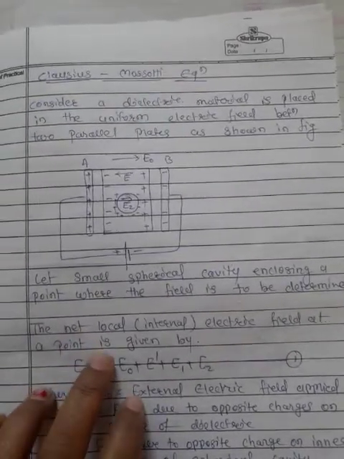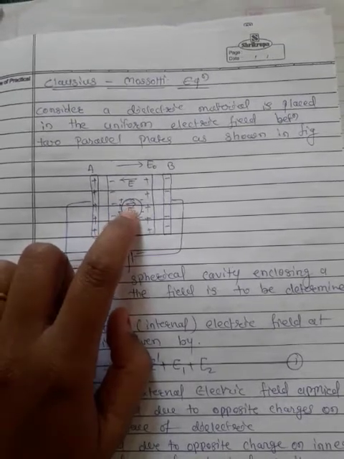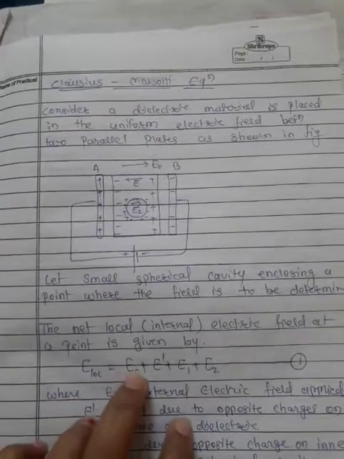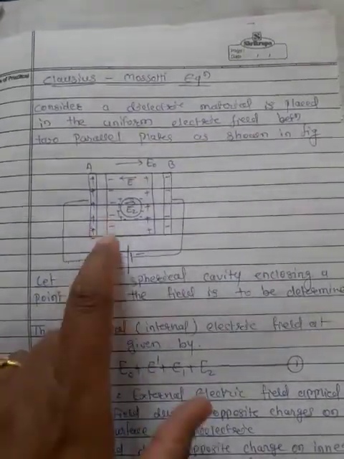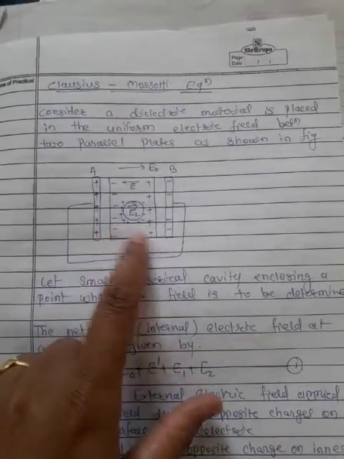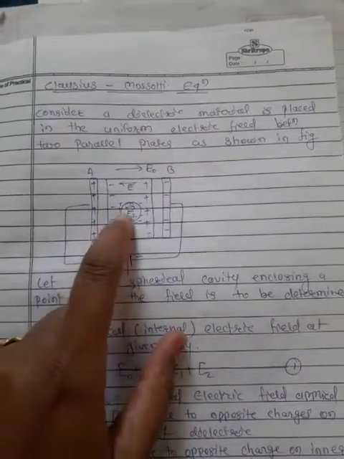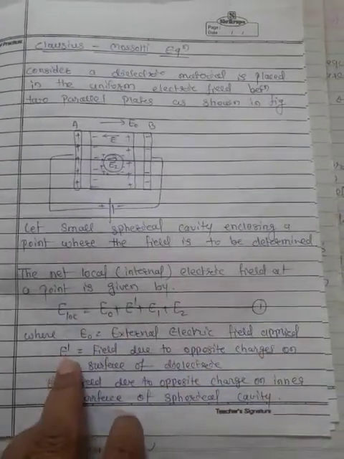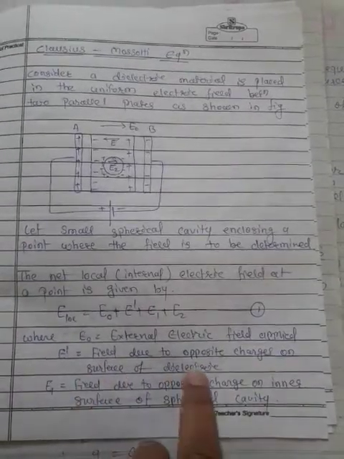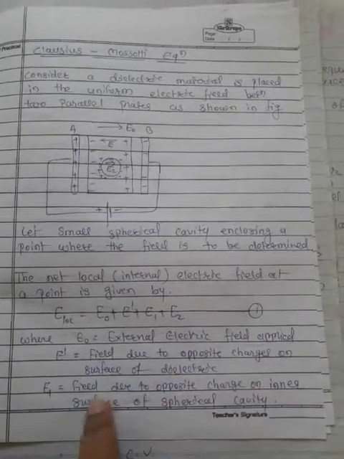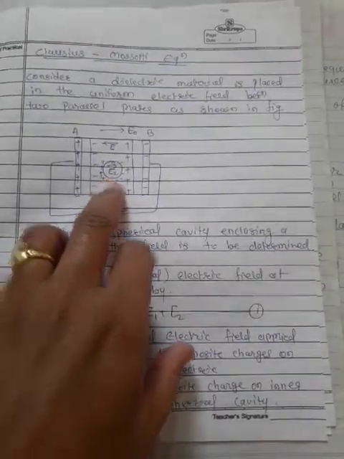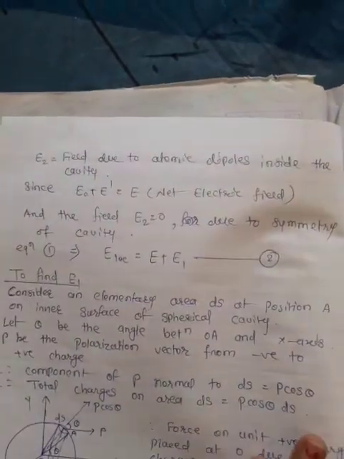Then the net local electric field at a point inside this cavity is given by E local equals E0 plus E dash plus E1 plus E2, where E0 is the external electric field applied, E dash is the field due to the opposite charges on the surface of the dielectric, E1 is the field due to the opposite charges on the inner surface of the spherical cavity, and E2 is the field due to the atomic dipoles inside the cavity.